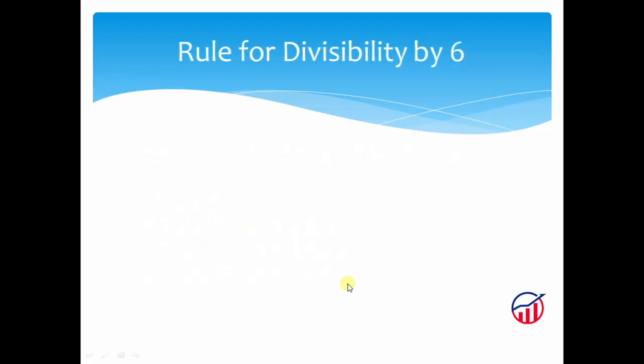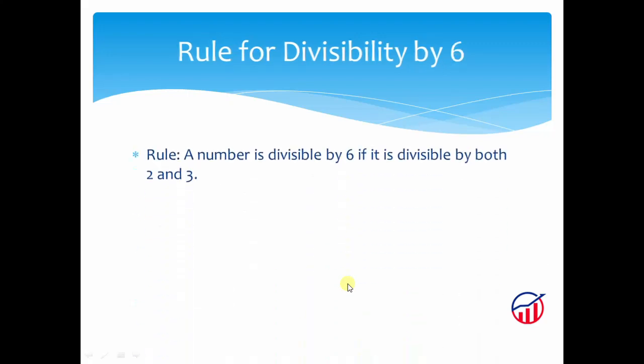Next, the rule for divisibility by 6. So what does the rule state? A number is divisible by 6 if it is divisible by both 2 and 3. Basically, these are the prime factors of 6, 2 into 3. So let's check out a few examples.